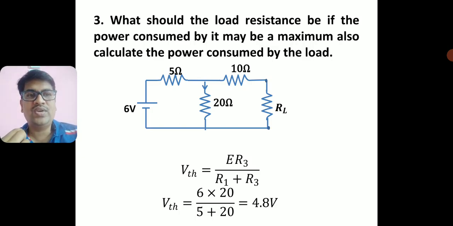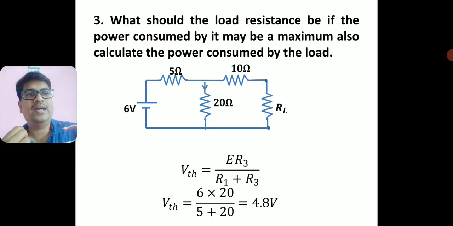So VTH is equal to 6 into 20. Oh, okay, EMF is 6. Resistance R3 is 20, divided by R1 plus R3, which is 5 plus 20. So VTH, the Thevenin's voltage, comes out to be 4.8 volts. So I have calculated the Thevenin's equivalent voltage for this complex network.